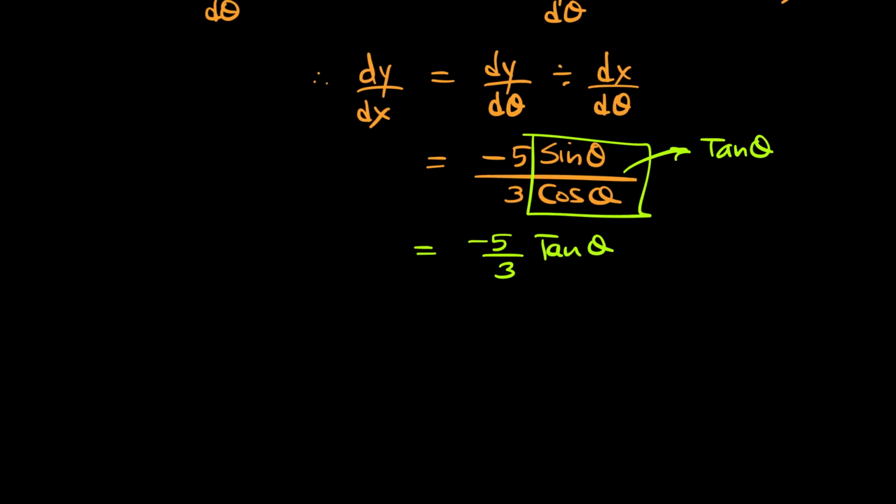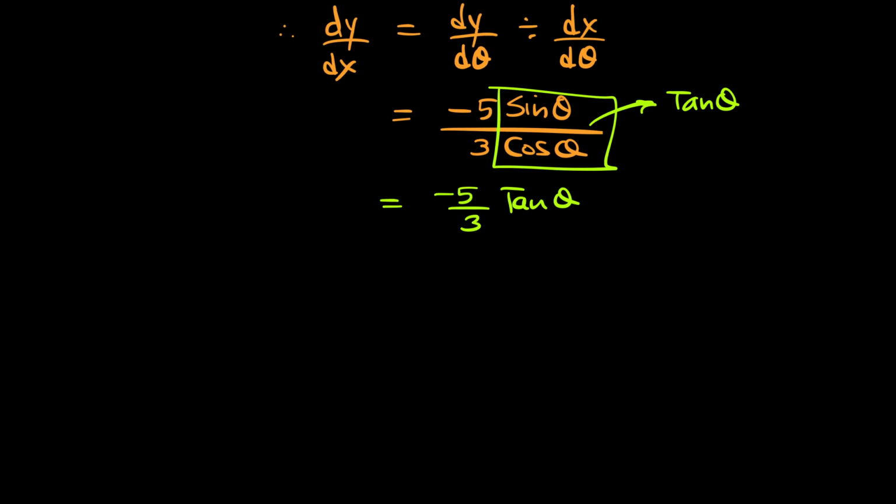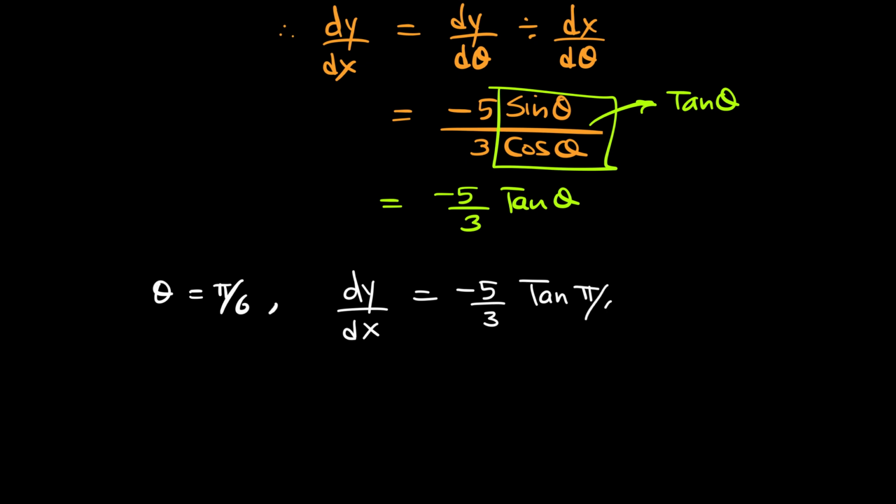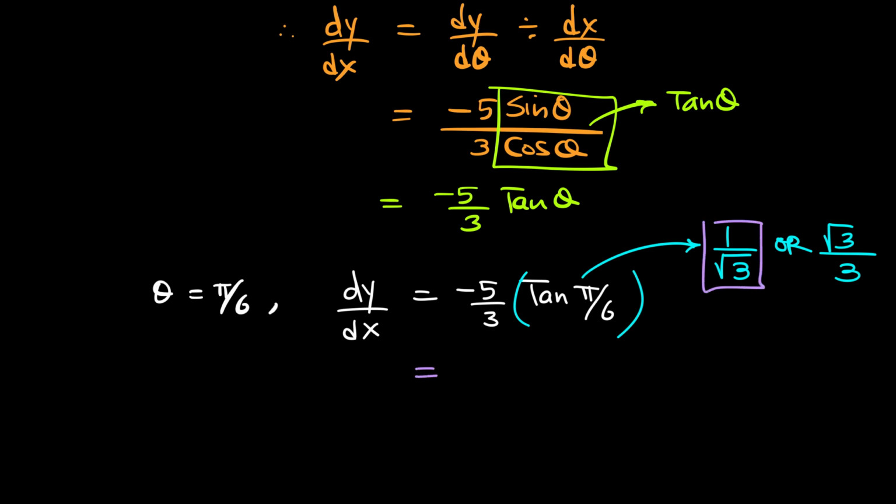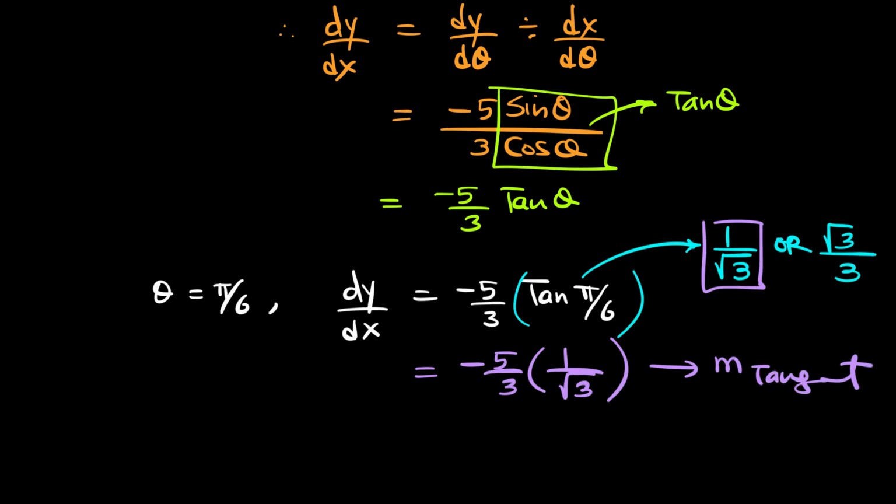Now remember that we have to plug in the value. So we know that theta is pi by 6. dy by dx is negative 5 over 3 tangent of pi by 6. And the value of tangent of pi by 6 is 1 over root 3 in the unrationalized form, or root 3 over 3 in the rationalized form. Let me use this value 1 over root 3. So this is minus 5 over 3 into 1 over root 3. This is the gradient of tangent.